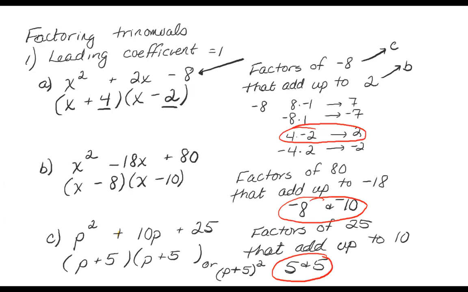Now, in the next scenario, we're going to look at when the leading coefficient is something other than 1. And this is what's going to take us back to that factoring by grouping idea. So the leading coefficient is something different from 1. And you can do these by trial and error.